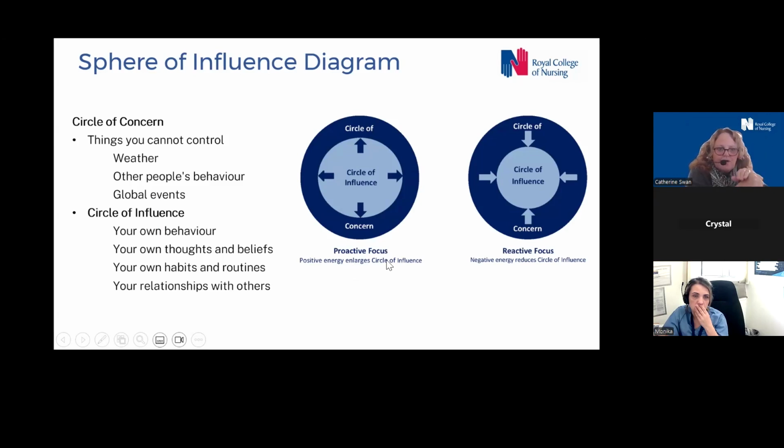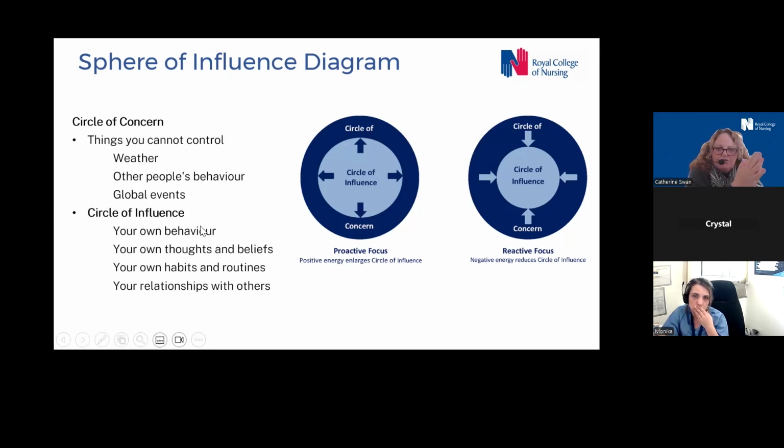You can't control the weather or other people's behaviors. Within your own organization, within work, you know that you can't control how other people behave, and this is where you see the proactive and the reactive people. You see it every day if you're trying to do something of change. And obviously there are global events, as I said, we can see what's been happening in the state of Florida. You can't control that. But the circle of influence is your own behavior.